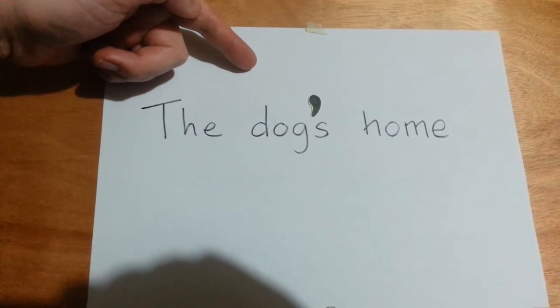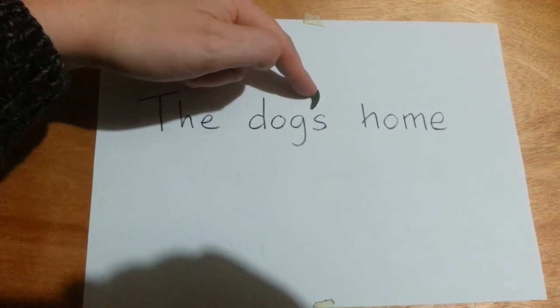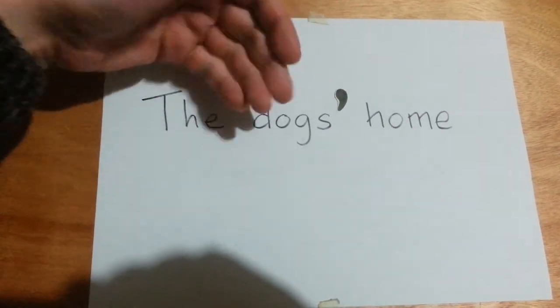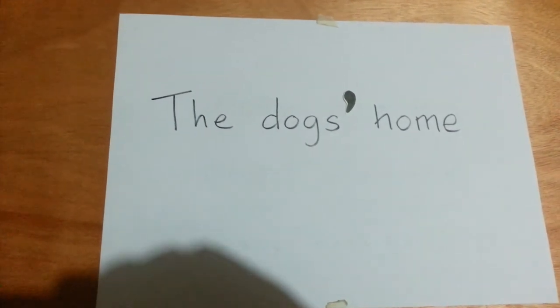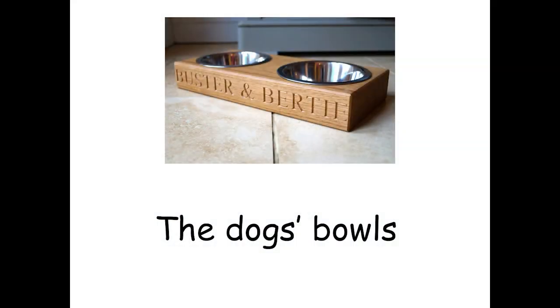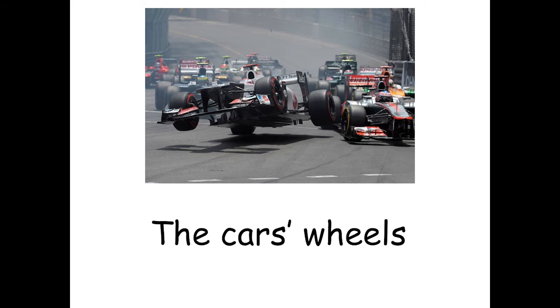Note, usually the apostrophe goes before the s. However, for regular plurals such as dogs or cats, the apostrophe showing possession or connection goes after the s. For example, the dogs' bowls says that the bowls belong to some dogs. The boys' coats says that the coats belong to some boys. The cars' wheels says that the wheels belong to some cars.